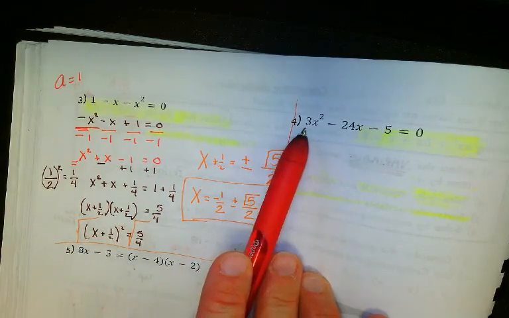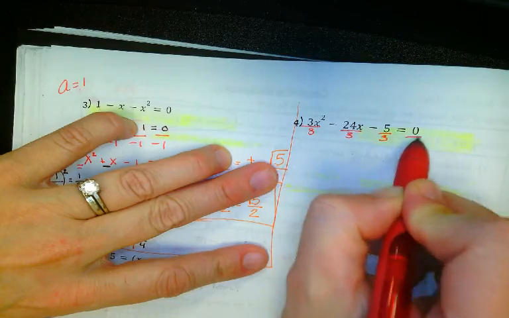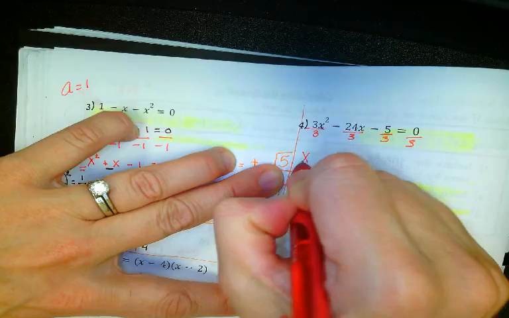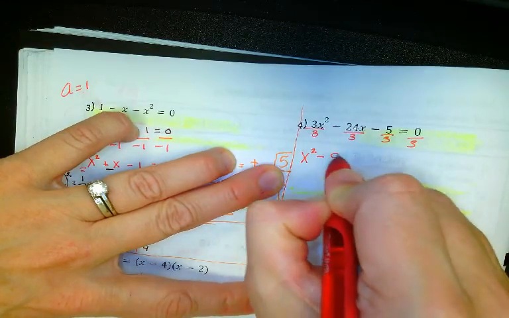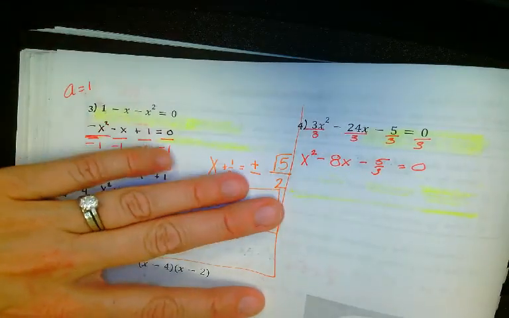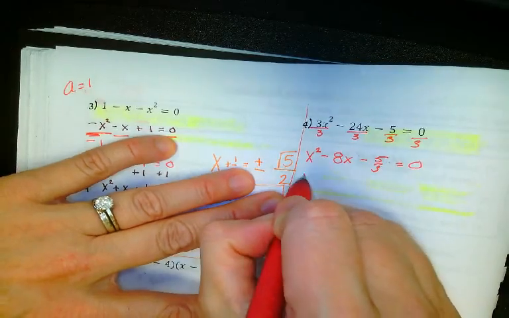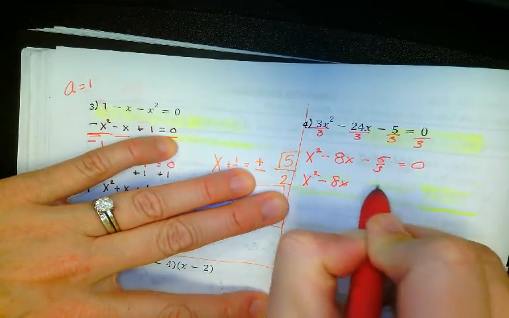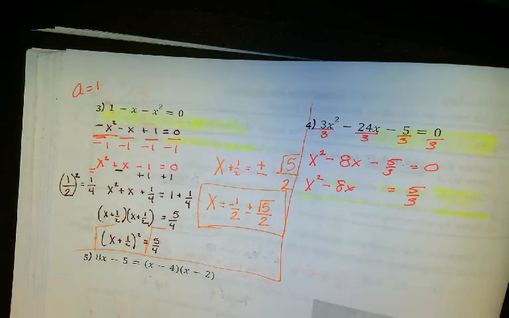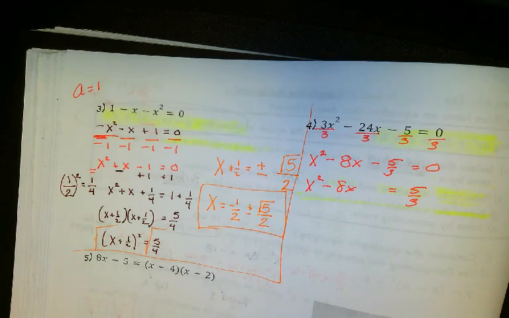The 3. I can't have a 3, so I have to divide everybody by 3. Okay, completing the square only works if that a value is a 1. So that's x squared. 24/3 is really 8. Minus 5/3 equals 0. Okay. Then again, I want to get the variables by itself, so I'm just going to move over the 5/3. Okay, I'll give you a minute to complete the square. Take that b term, cut it in half. Square it, add it to both sides.